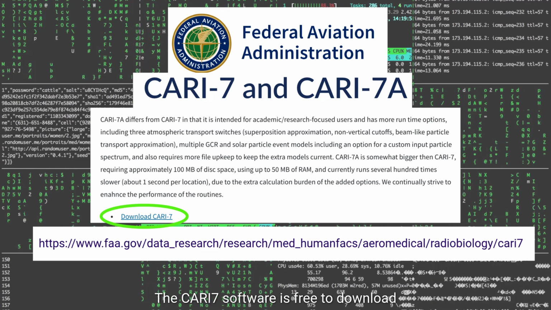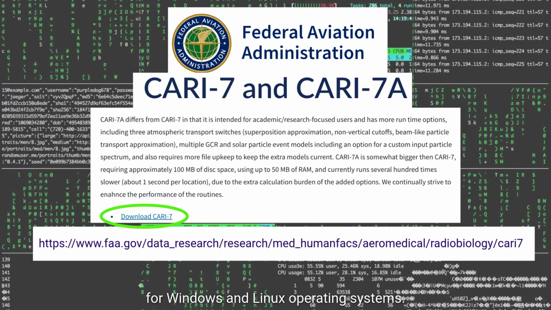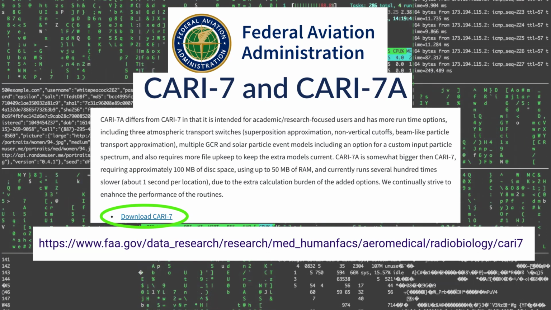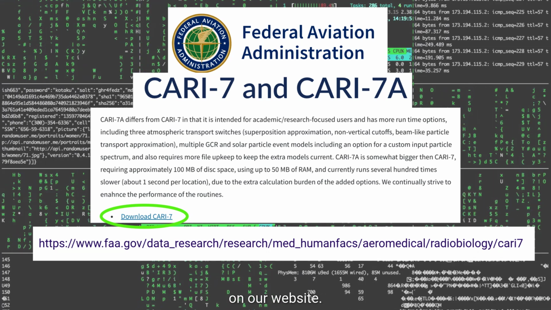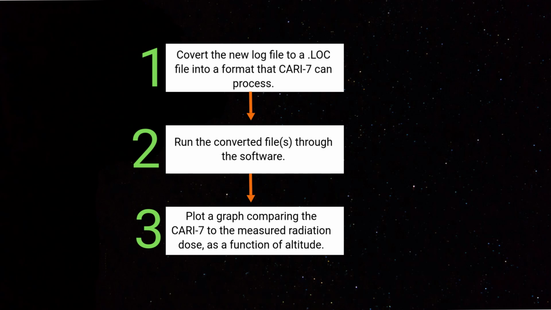The CARI-7 software is free to download from the Federal Aviation Administration's website for Windows and Linux operating systems. The link is provided here as well as on our website. After you have downloaded the software, you need to convert the log file produced in the previous analysis step to a format that CARI-7 can read and process. Refer back to the Part 2.1, Analyze Your Data section if you don't have this file yet.